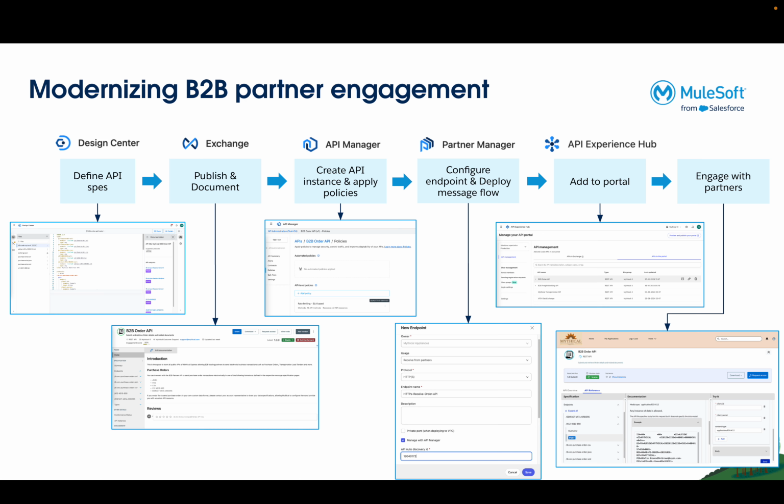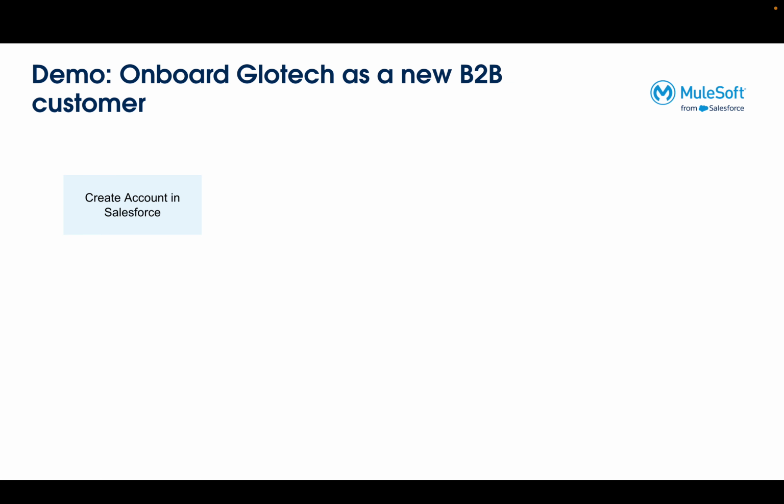Let's now review all the steps that we are going to execute through a series of platform API calls to see how Glowtech is onboarded as a new customer. Glowtech is a new account for the entire enterprise at Mythical Appliances. So the first step is to execute an API call to create Glowtech as an account in Salesforce. The next step is to create a partner in Partner Manager for Glowtech with their EDI identifiers and other configurations.